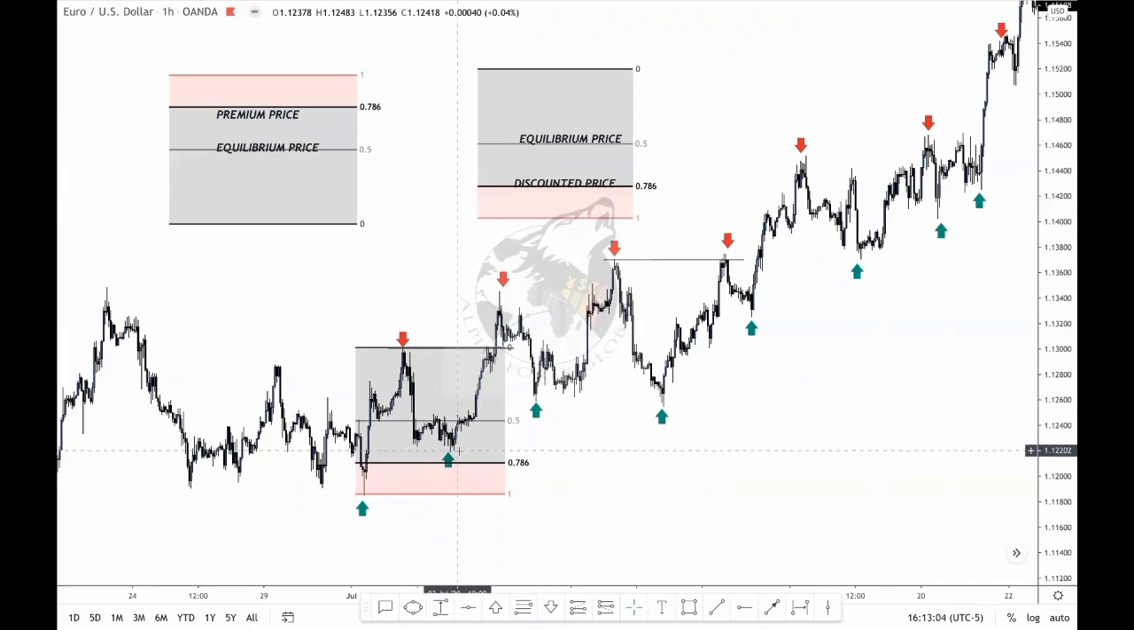Note, majority of the time, that is where your point of interest is, in premium and discounted price. That is where you have inefficiencies and order blocks, unaccounted orders in general. That is where we look for our point of interest. So it's basically extra confluence to get your point of interest. In this area, you can identify that there is an inefficiency right here. So this would be our point of interest, and this is in discounted price.